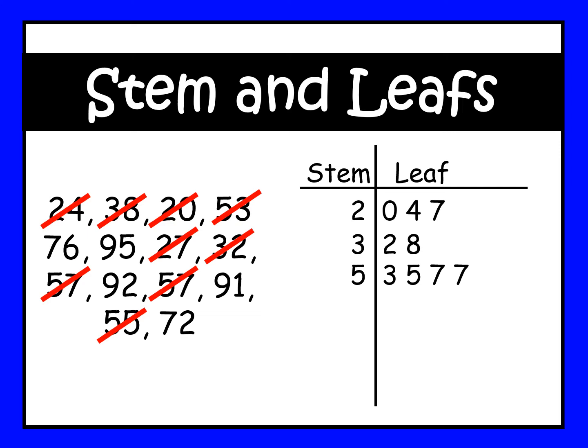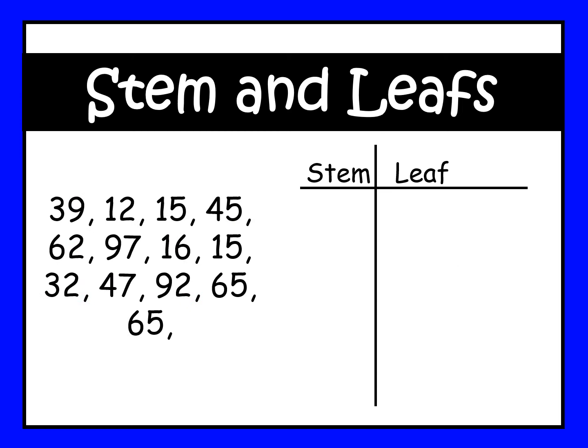Okay, do I have any 60s? I don't, but I do have 70s. I have 72 and 76. Let me put that in my stem and leaf plot. 72 and 76. Then I have 91, 92, and 95. I'm going to go ahead and put that in my stem and leaf. Okay, so this is my first example. Let's go to our other example.